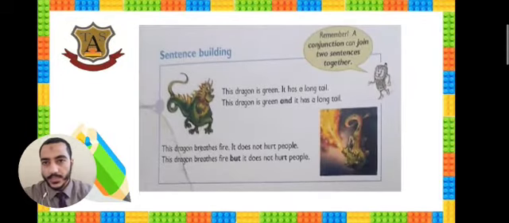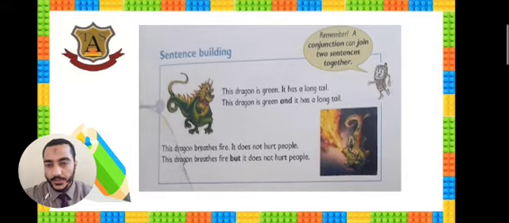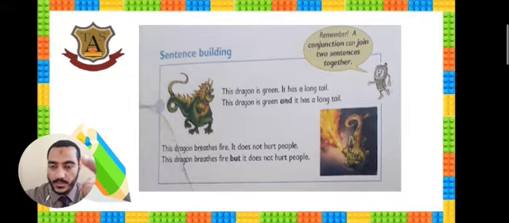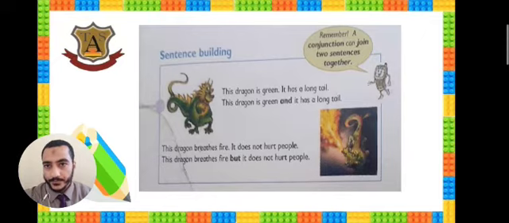Can you see what Moby is saying here? This picture is in your books, by the way. Do you see Moby here? Very good. Here is Moby, and he's saying something in the balloon up there. He's saying, remember, a conjunction can join two sentences together. Okay, let's see what's in the box.